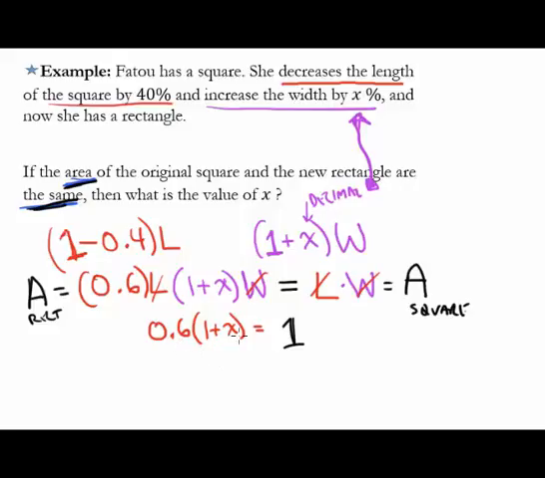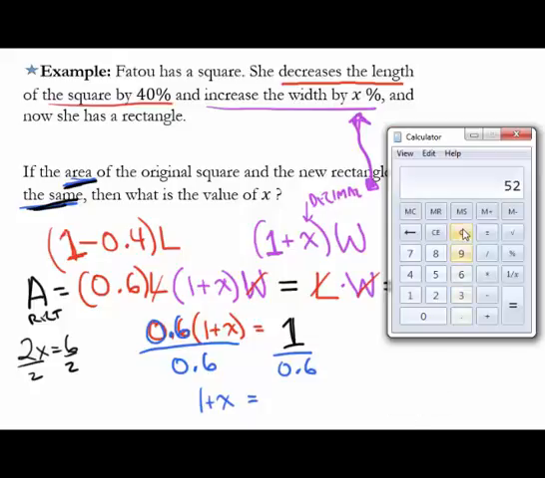And now, how the heck do I solve this? Well, you're going to solve this in the same way you solve an equation that looks like 2x equals 6. And you say, okay, let me divide by 2, right? It's the same thing, only here we're going to divide by 0.6, right? We're going to unpack this 0.6. Let's divide by 0.6. And we're going to get that 1 plus x equals 1 divided by 0.6.